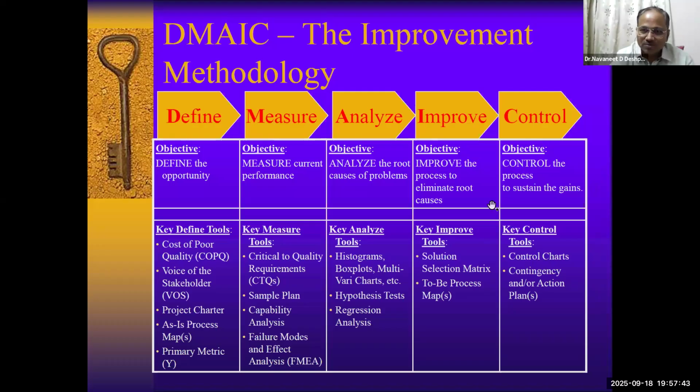C is control, the control process, and sustain the gains. So control charts are panned out. Contingency and action plans are taken care of.